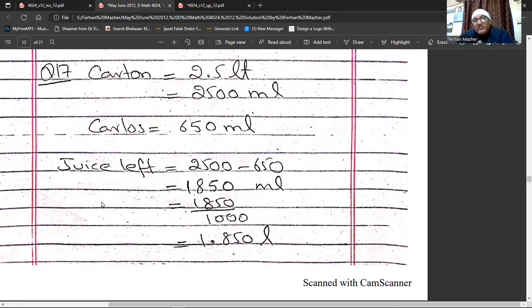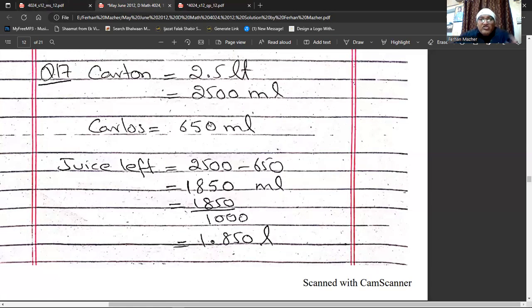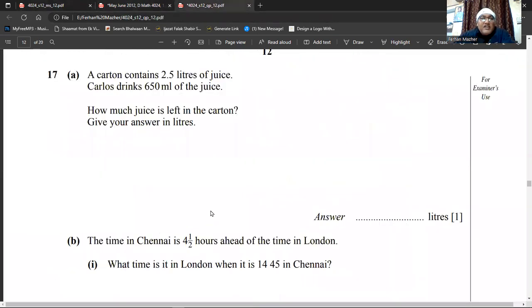Carlos drank 650 ml of the juice. How much juice is left? That will be 2,500 minus 650, and that will be 1,850 ml. You divide 1,850 ml by 1,000, and that converts it back into liters. You only have to move the decimal 3 steps to the left. So it will be 1.850 liters. That is the right answer, sir. The solution of the 17A part is showing up.